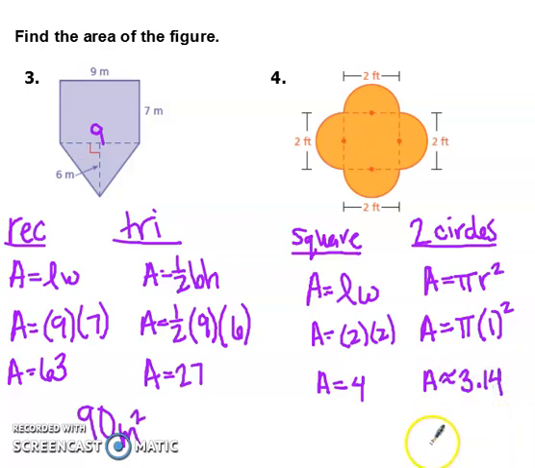Now, as we said before, there's two circles that are identical. So we'll need to multiply this by 2, or just add another one on. So I have 3.14 plus 3.14 plus 4, and I've added up all my parts together. 2 circles and a square, and all together I got 10.28 feet squared.